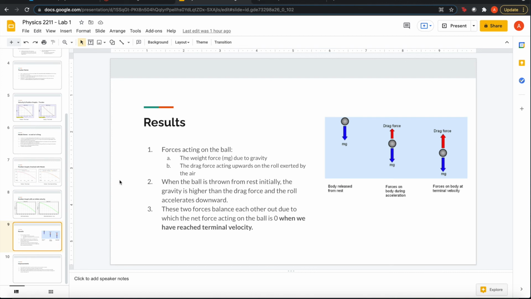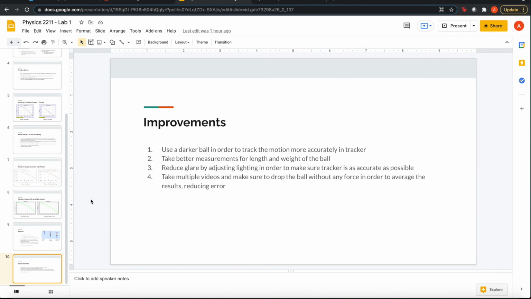Finally, on looking at some of our key results, we know that the forces acting on the ball are basically two. There's the weight force downwards and the drag force upwards. When the ball is initially dropped from rest, we can see that the gravity is definitely higher than the drag force, which is why the ball accelerates initially. And after a while, what happens is the drag force becomes equal to the gravity, which is why it falls at a constant velocity, which is the terminal velocity.